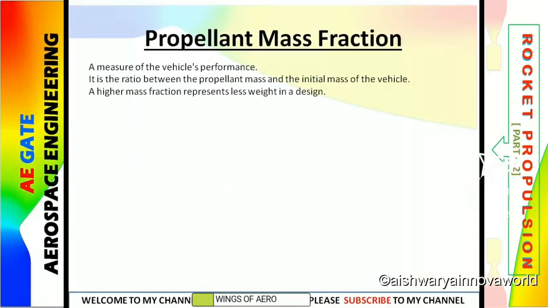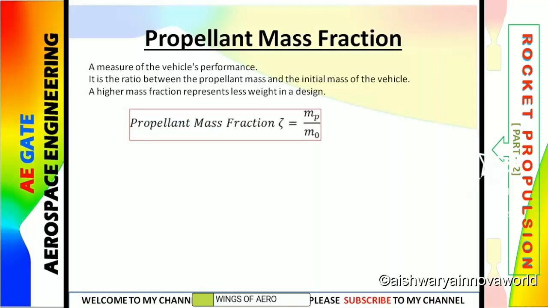Next comes the propellant mass fraction. This has no unit. This is used for vehicle performance. What is meant by propellant mass fraction? It's the ratio between the propellant mass and the initial mass of the vehicle. A higher mass fraction represents less weight in the design. So when you are designing a rocket engine, the mass fraction should be high. Less weight means less drag, so the thrust will be high.